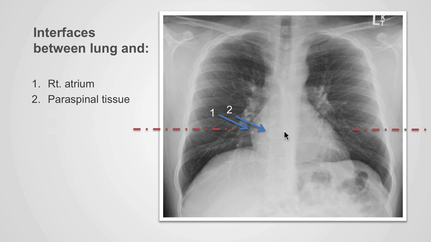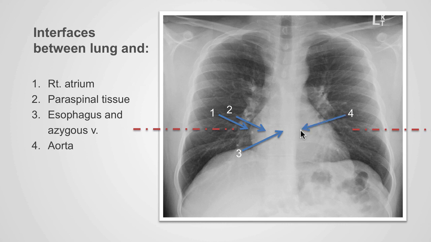There is another interface at this level. Do you know what that is caused by? That is caused by the interface between the lung and the esophagus and the azygos vein. Can you identify what is causing this interface? That is caused by the descending aorta. And at this level, that is caused by the left ventricle.